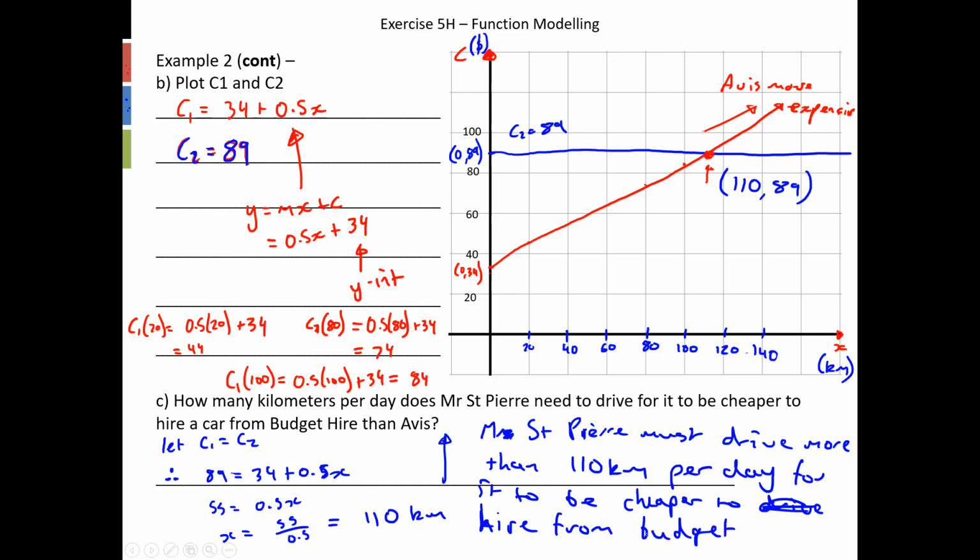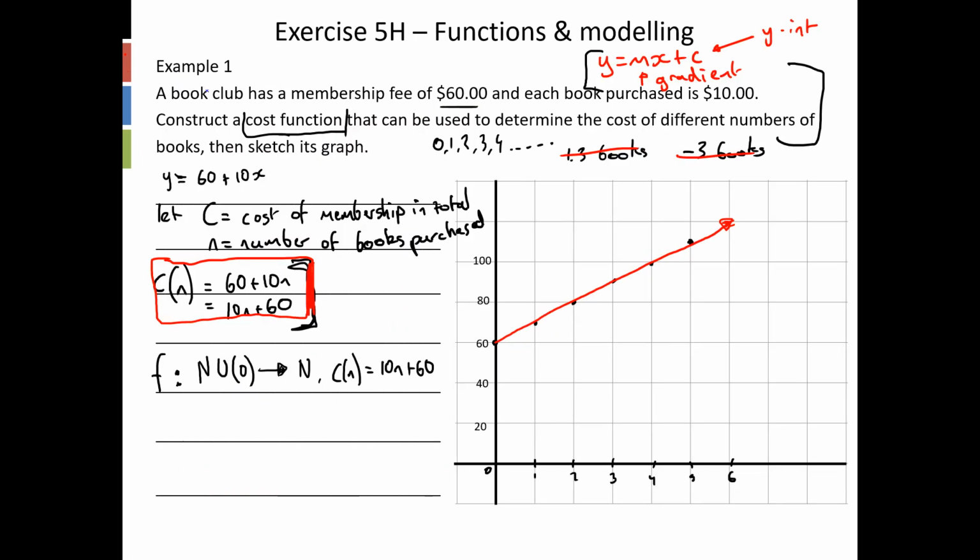So that's the extent of exercise 5H. It's taking a worded situation, identifying your independent variable, dependent variable, and forming a function. Big thing with this is, and I'm going to go back to here, if you aren't given variables, letters to define them, you must define them yourself. And then form your function like this over here.